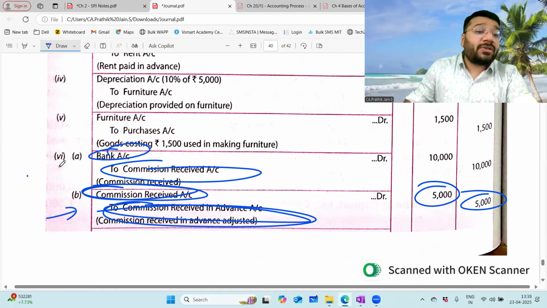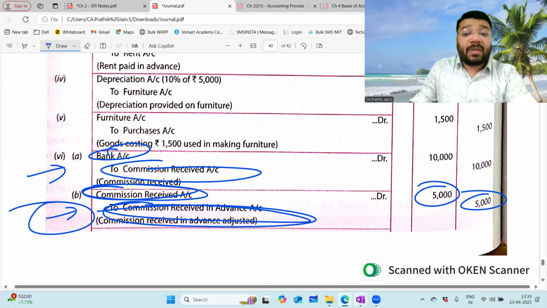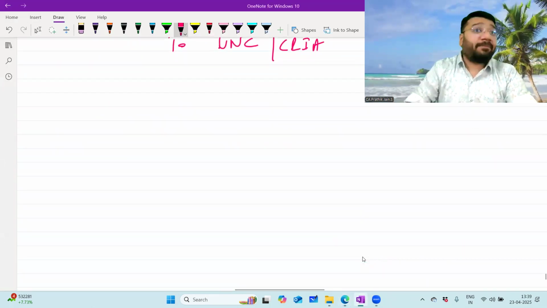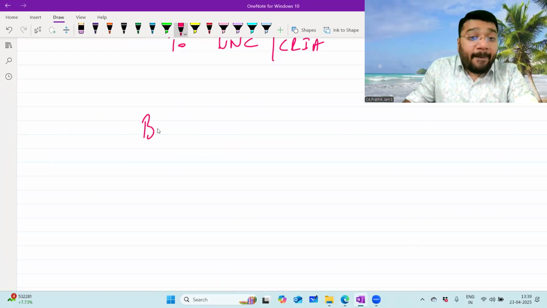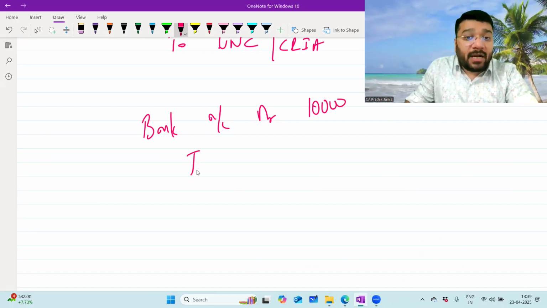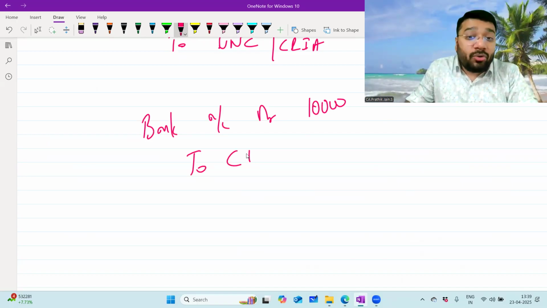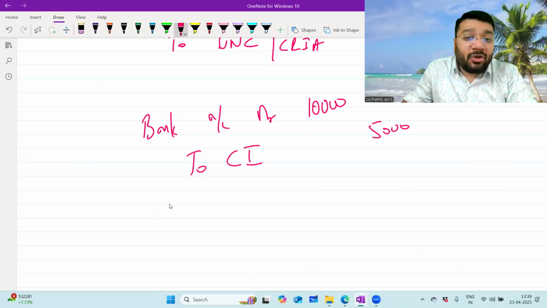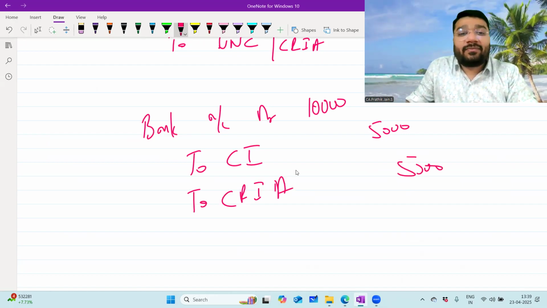How will you do net? Because this entry is already recorded by the accountant, you are going and rectifying it. Now imagine you are recording this entry for the very first time. Means you are recording the entry properly. In that case, what is the combined entry? Bank account debit 10,000. Let's suppose the accountant who is recording this knows this concept. So he will record properly from the beginning itself. To commission income 5,000. To commission received in advance 5,000.